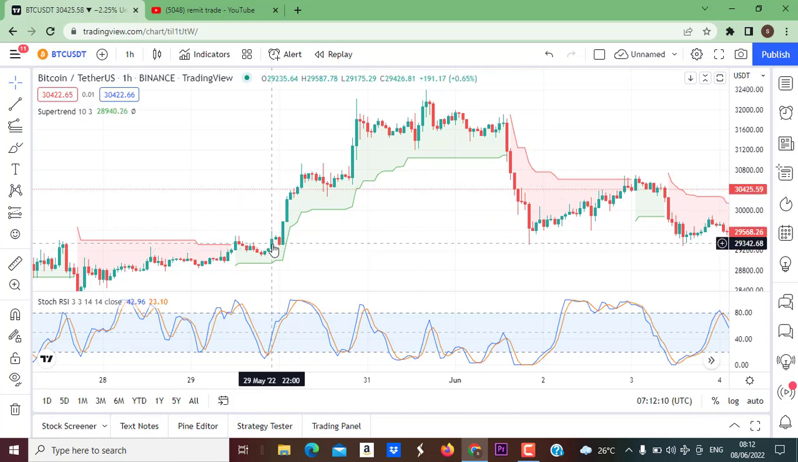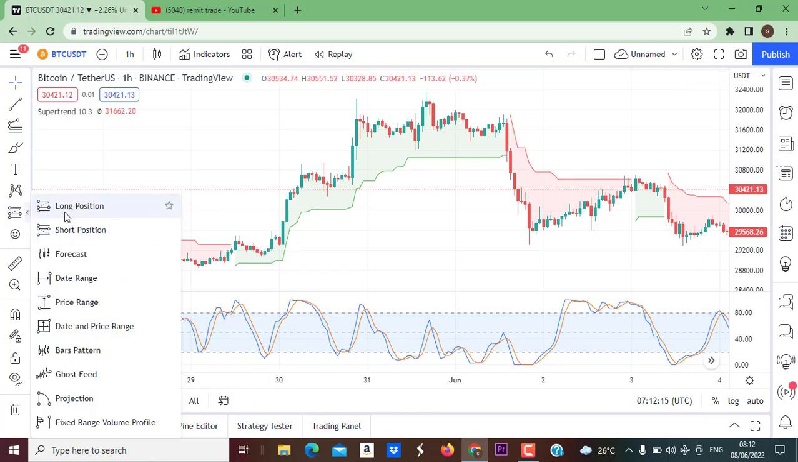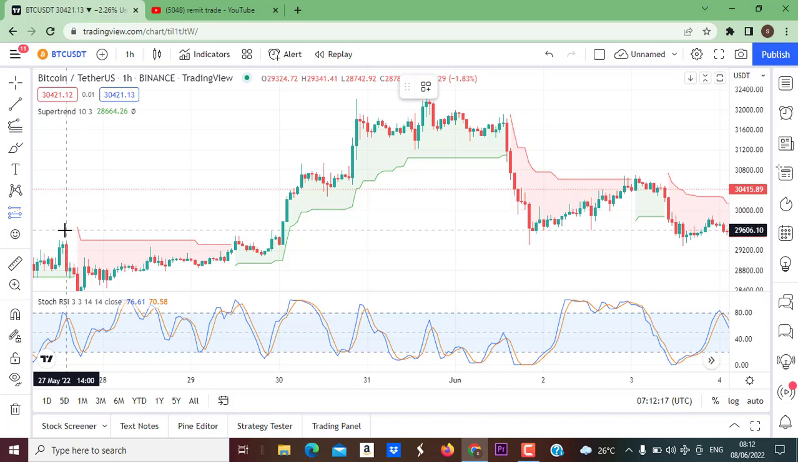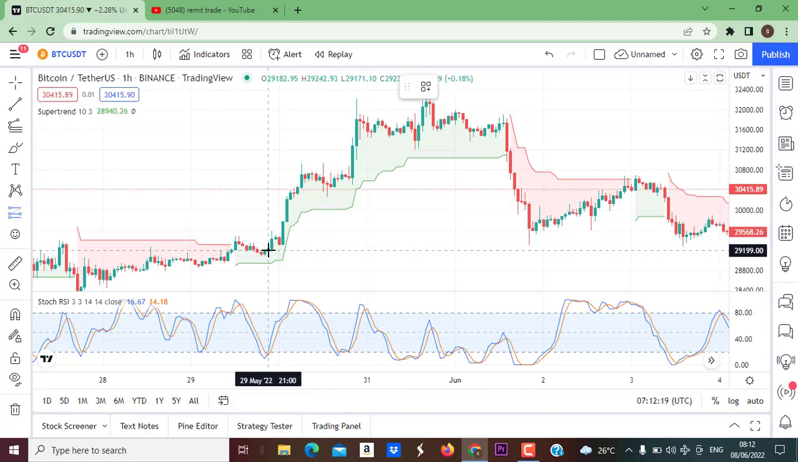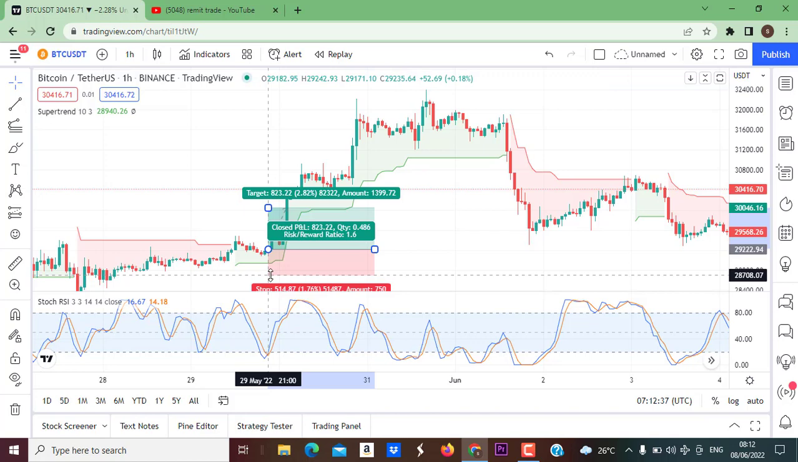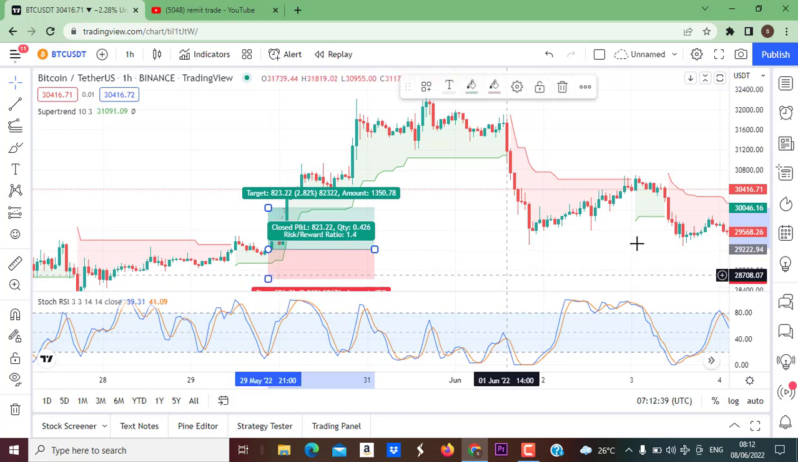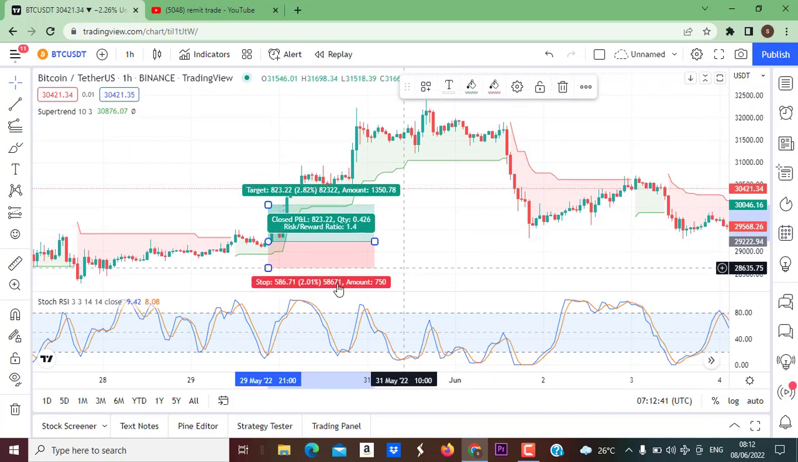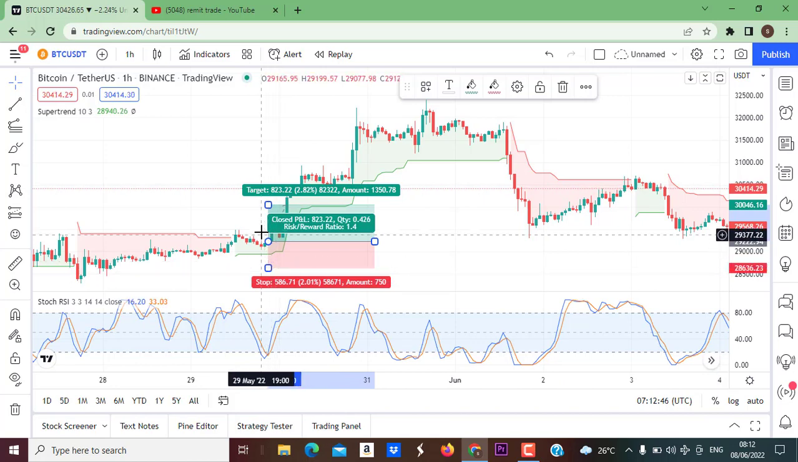At this area, we want to use this tool right here, that is the long position tool. If I take the long position tool and put it right at this area, for this strategy, use a 2% stop loss. If I want to use a 2% stop loss here, I have to move my risk upward a little bit to the 2% level at this area. If my stop loss is at 2% at this point, then I am going to increase my reward to 4%.